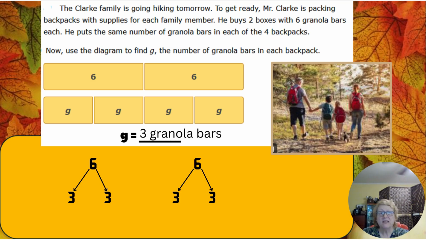So you can see from your drawing and from understanding how there are 2 equal parts in the number 6 that the total number of granola bars that are going to be put into each backpack is 3. So what does the variable G answer? It is equal to 3 granola bars, 3 granola bars in each backpack.